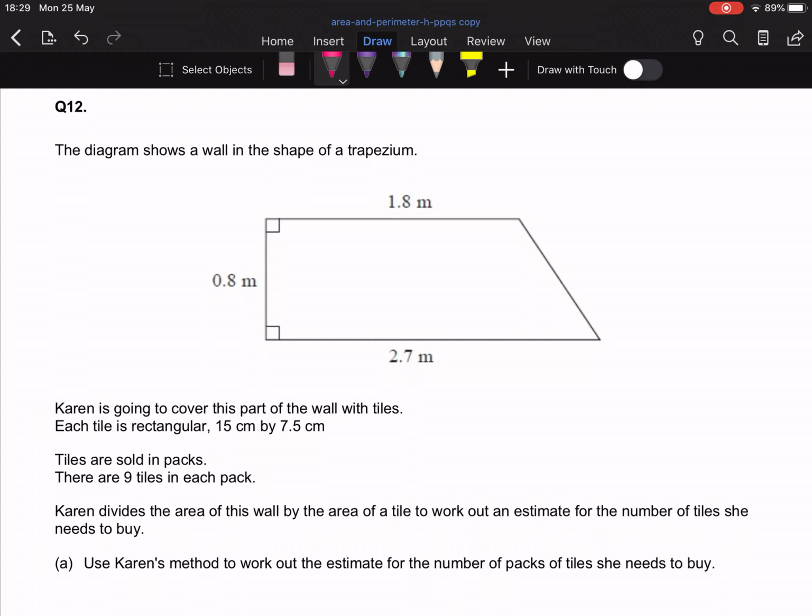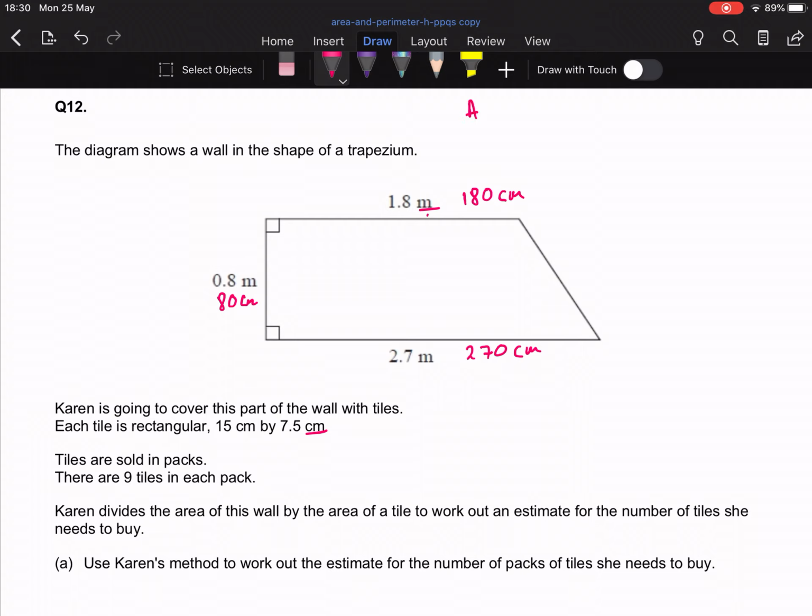That's what it's asking us to do. It's asking us to divide the area of the wall by the area of each tile. As you're looking through the question, I hope you notice that the units are not consistent. I've got meters on the wall and centimeters on the tile. I am going to work in centimeters, so I am going to multiply my meters by 100. So I am getting 180 centimeters at the top, 270 centimeters on the base, and 80 centimeters for the height of this trapezium.